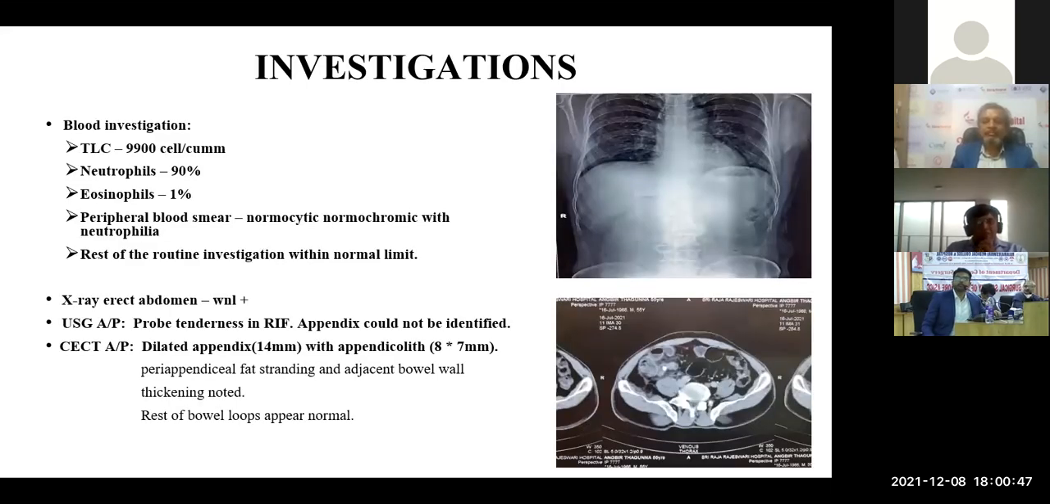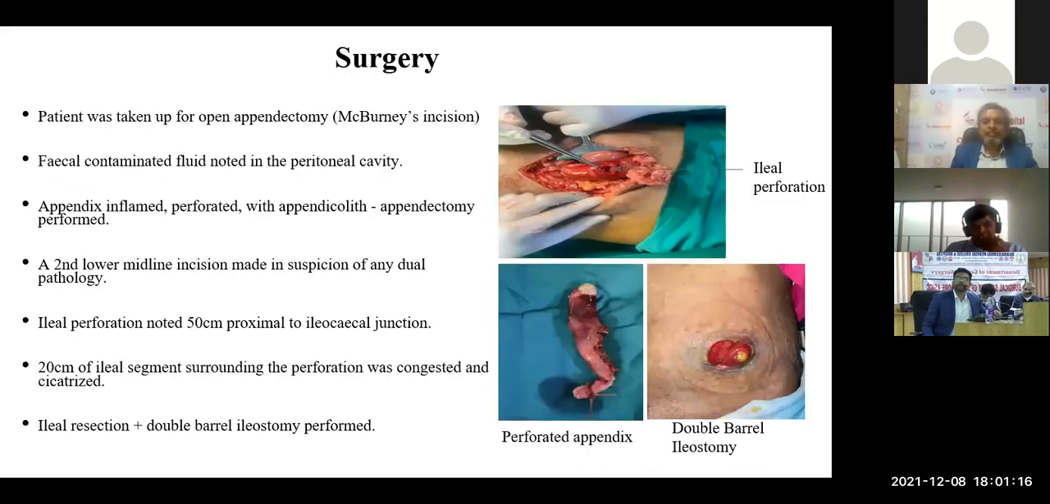Investigations. Blood investigations showed total counts of 9,900, neutrophils 90%, eosinophils 1%. Peripheral blood smear showed normocytic normochromic picture with neutrophilia. X-ray erect abdomen was within normal limits. USG abdomen and pelvis showed probe tenderness in the right iliac fossa; the appendix could not be identified. CECT abdomen and pelvis showed a dilated appendix with appendicolith and periappendiceal fat stranding, and the adjacent bowel wall was thickened.